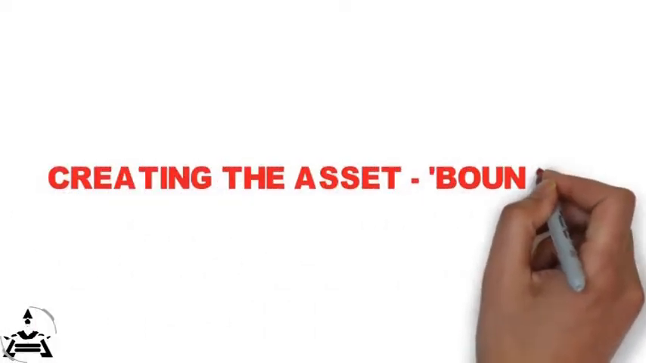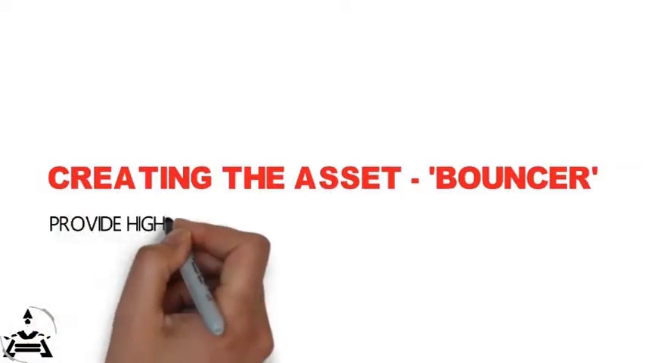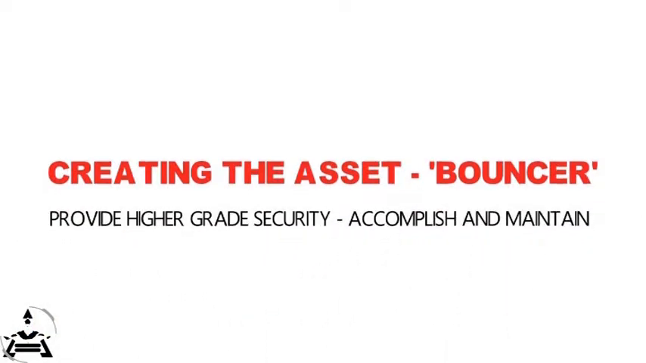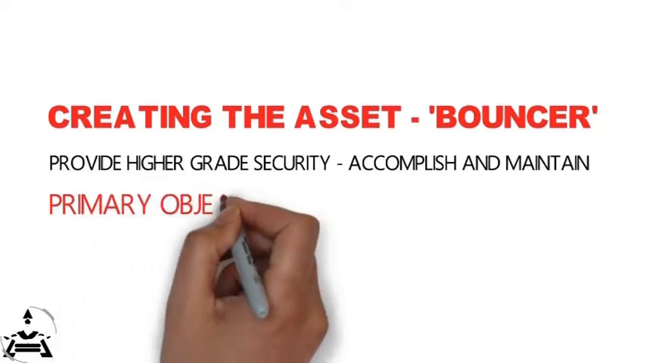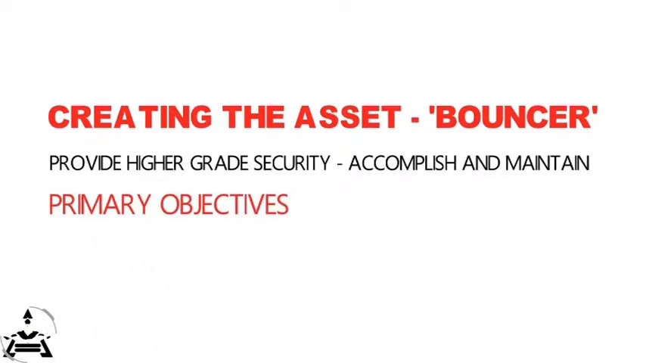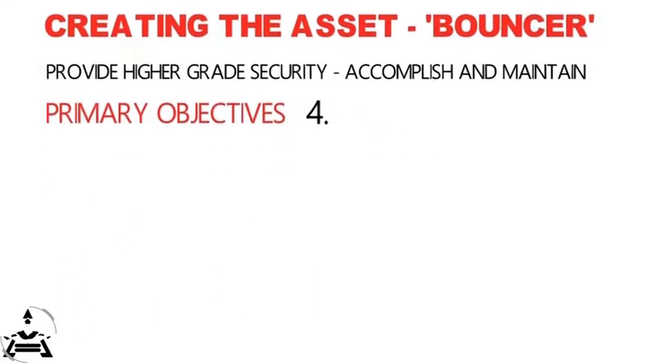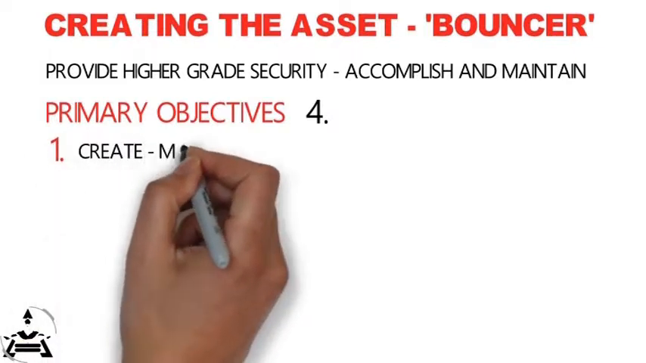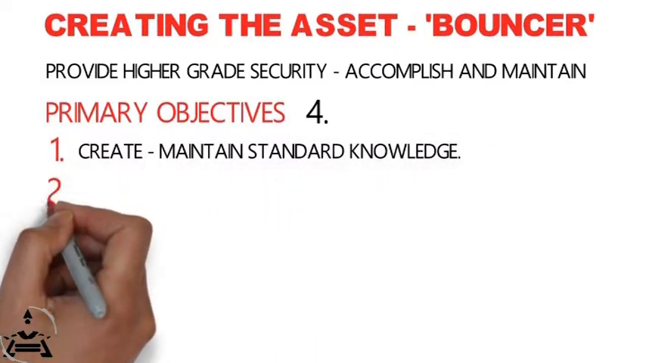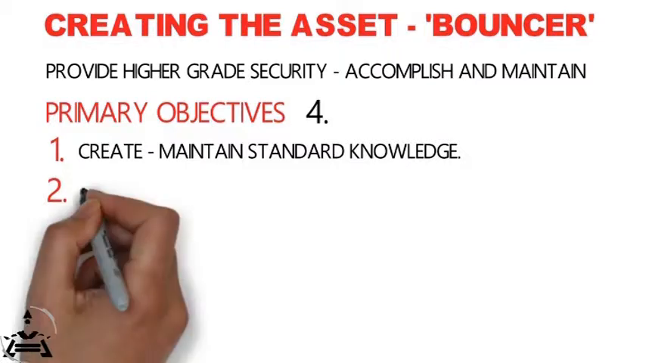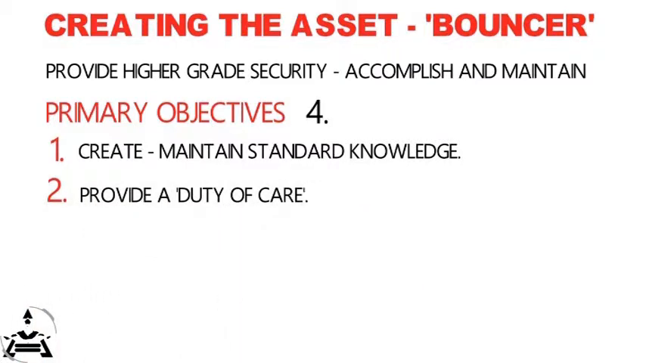In creating the asset, the education must create a higher grade of security and have that grade maintained. To accomplish this, the organization sets down four primary objectives. The first is to create and maintain a standard of knowledge for the worker. Secondly, the education must be able to have the worker provide to the industry a duty of care.